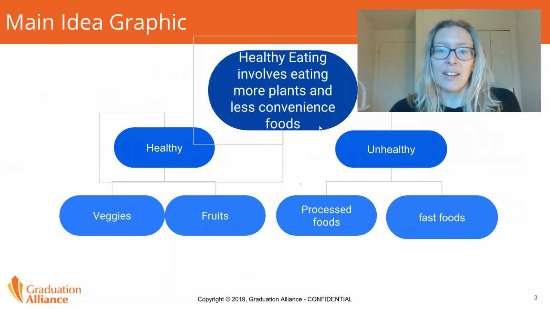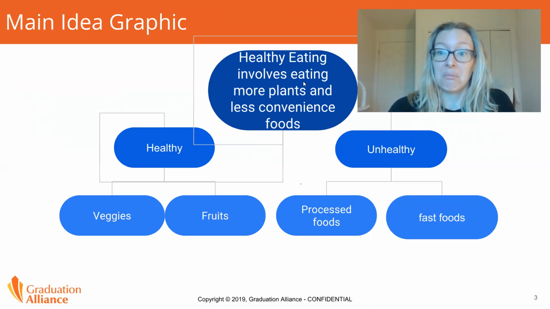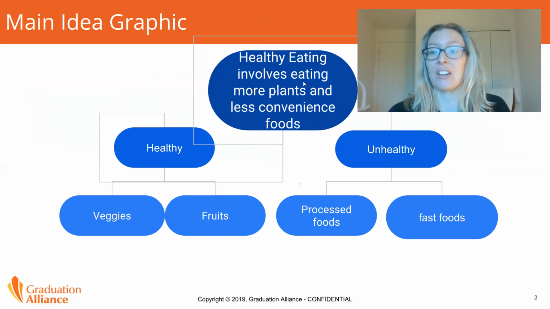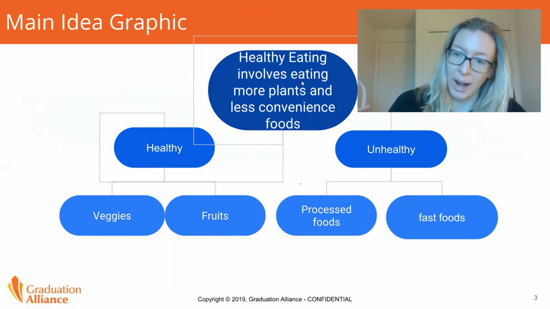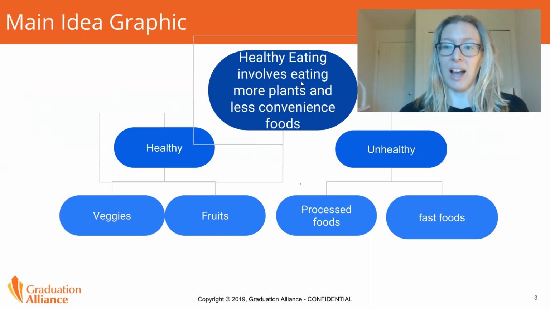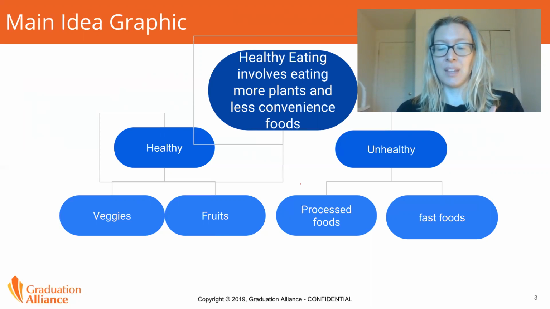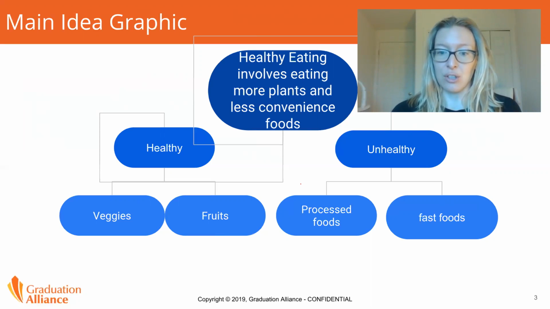And then from all of that, you came up with the main idea. The main idea is healthy eating involves eating more plants and less convenience foods. So what will you do? Now you have an action step, right? I'm going to try to eat less Cheetos, and maybe I'm going to eat more apples, whatever the case may be. So you've simplified your action step. You've found a general idea for all of the information that you just researched.